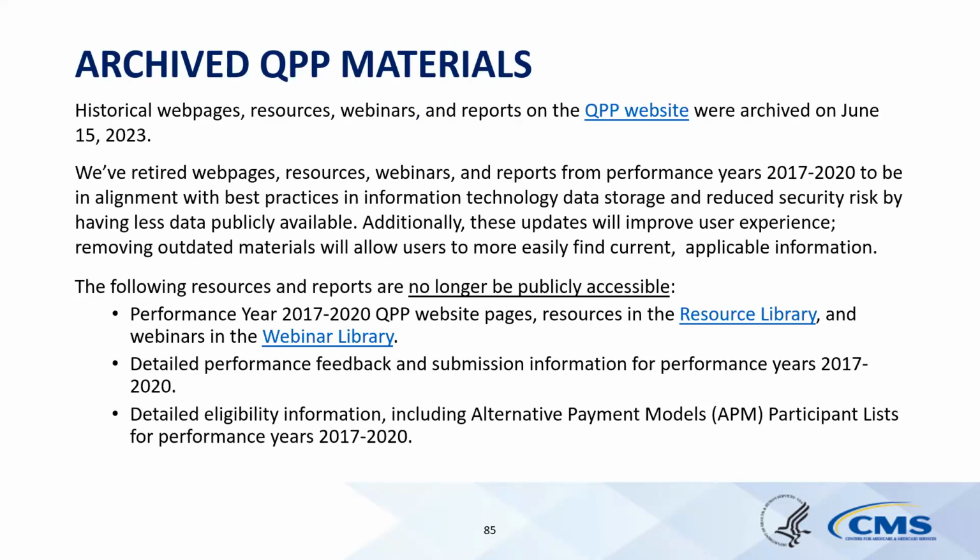So finally, we wanted to ensure that you were all aware that we recently archived certain web pages, resources, webinars, and reports on the QPP webpage from performance years 2017 through 2020. We did this to reduce the security risk of having less data publicly available and to improve the QPP overall experience. At a quick glance, some of the following resources are no longer available: performance year 2017 through 2020 QPP web pages, resources in the resource library, and webinars from the webinar library; detailed performance feedback and submission information; and detailed eligibility information, including APM participant lists. And again, this information is available from 2021 onward, but from 2020 and before, it will be archived.